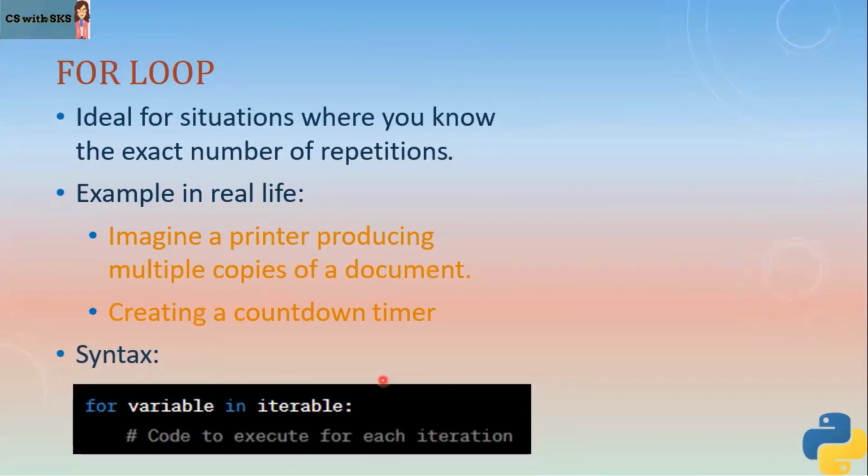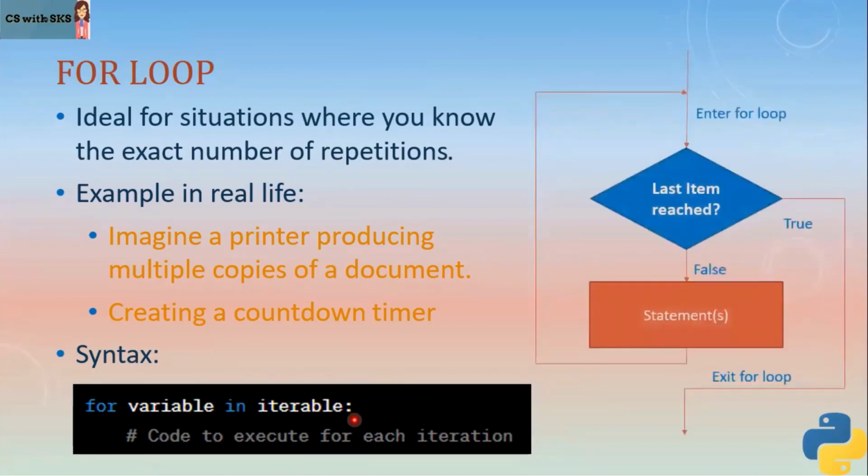In Python, this is the syntax for using the for loop: for, variable, in, iterable, and then a colon. We'll understand this with the help of an example. Before that, let's have a look at the flowchart for the for loop. So here, you enter the for loop, you check, have you reached the last item? If you have reached the last item or the last count, then you will exit the loop. If not, then there are some statements written which will be repeated, and then you again go back up to check whether the count has reached or not. And this process continues till the time you reach the last item, and then you exit from the loop, right?